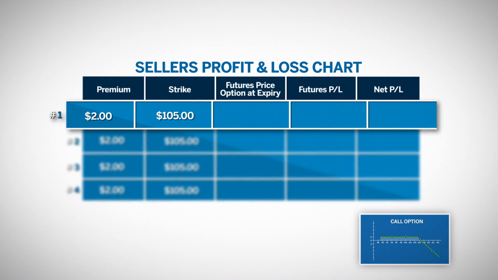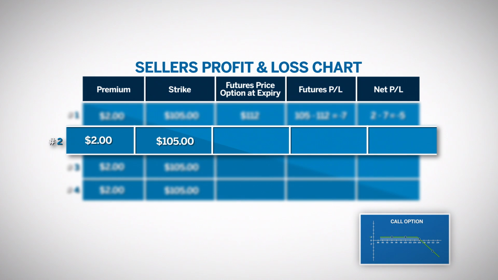In scenario number 1, the futures price at option expiry is 112. This option will be in the money and you would be assigned. You will sell the future for 105, creating an instantaneous $7 loss on the future. You collected $2 in premium and lost $7 on the future, so your net loss will be $5.